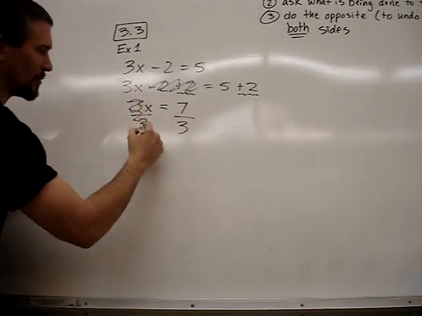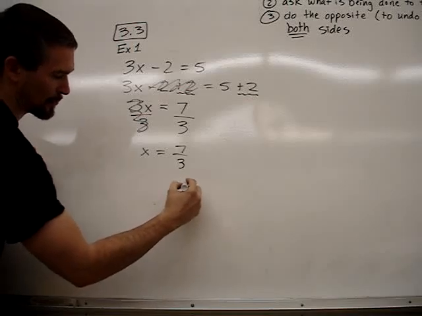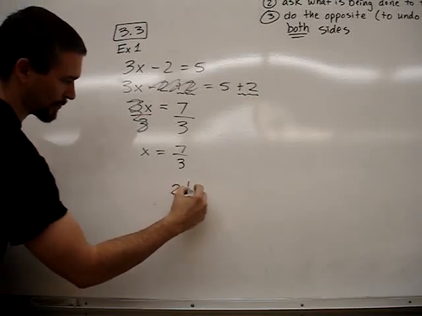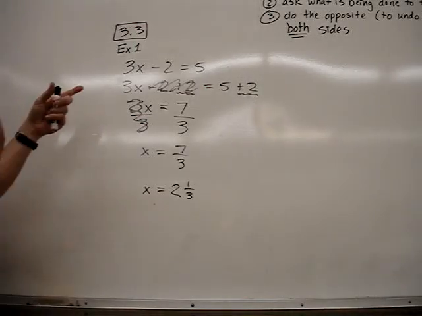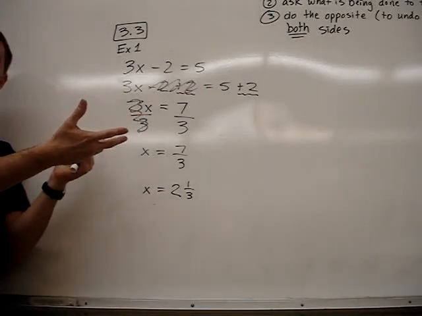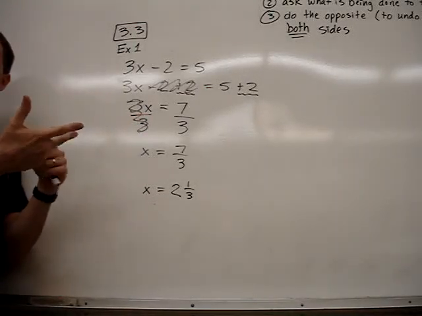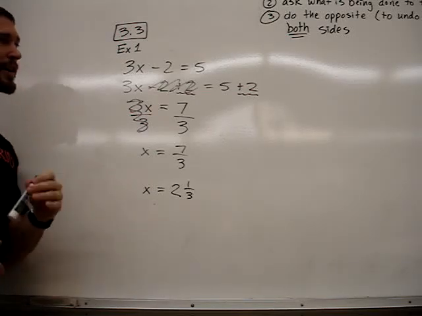So this becomes a 1. 1 times x is just x. And for 7/3, 3 goes into that 2 times with 1 left over, so x equals 2 and 1/3. And so that's how you do this. You guys all see how it's the opposite of the order of operations? We dealt with the addition part first, and then we dealt with the multiplication or division. So that's how you do this stuff.